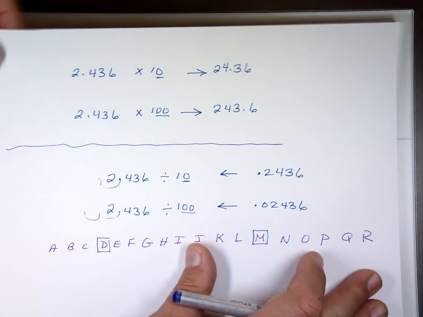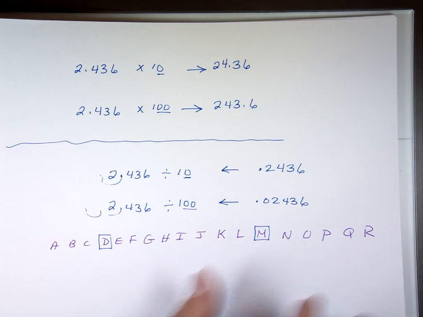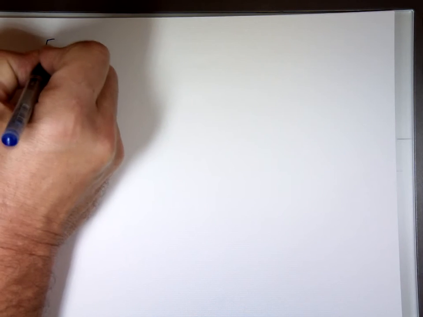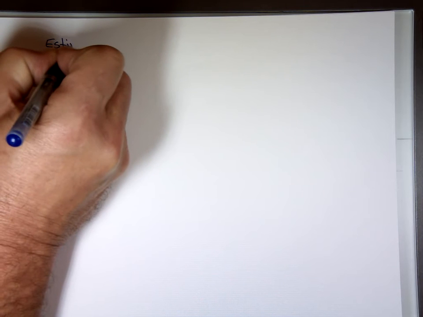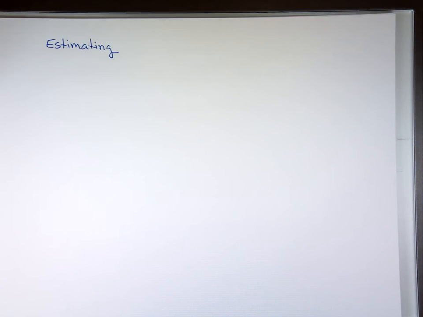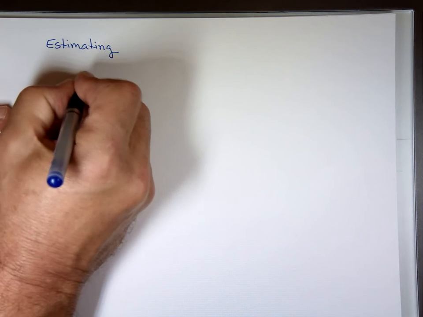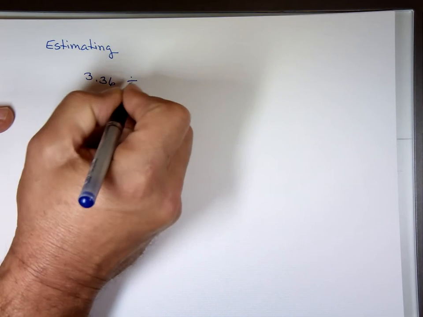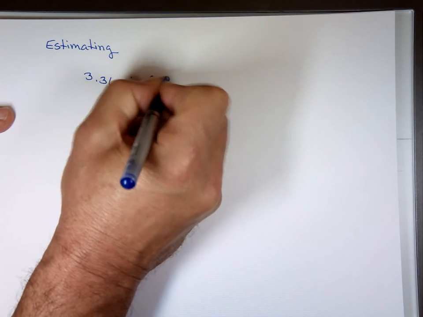And just like every section we did this semester, the book's estimation is a big topic for us. I'm not sure why they keep harping on it, because they love it so much. But estimating, that means you gotta round the number first. If I said, well, can you estimate 3.36 divided by 0.021?